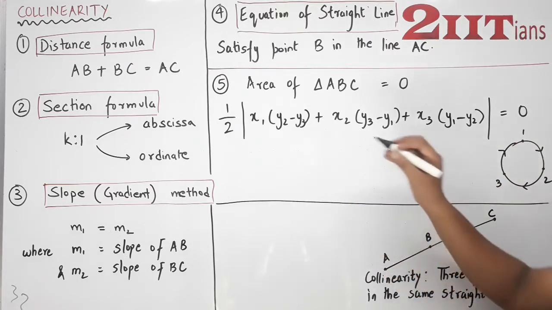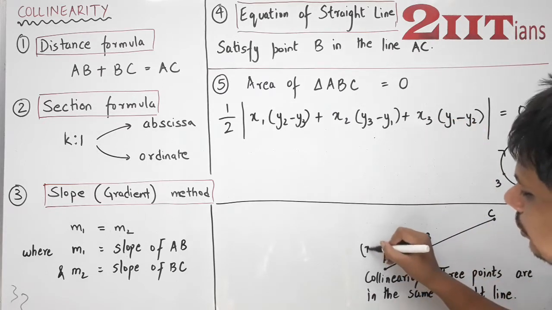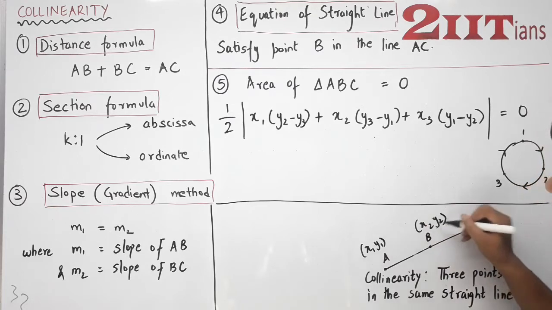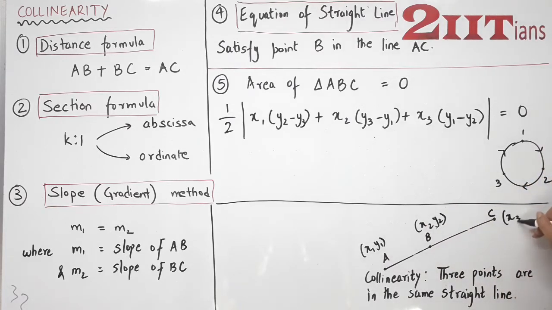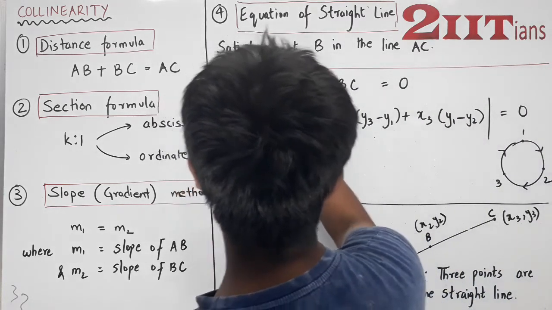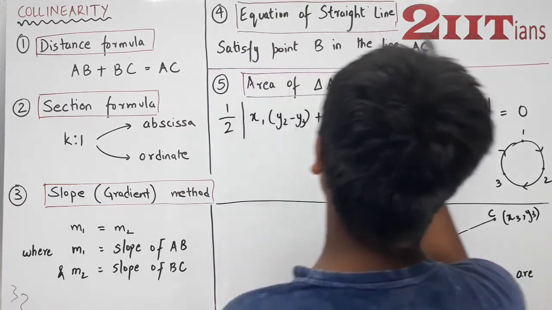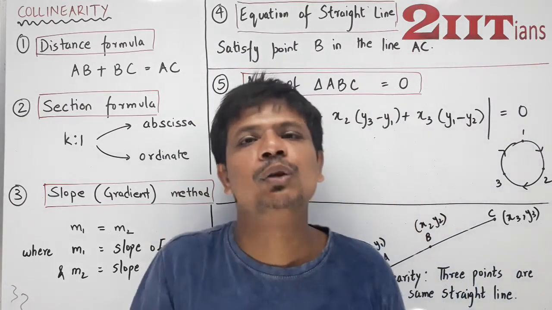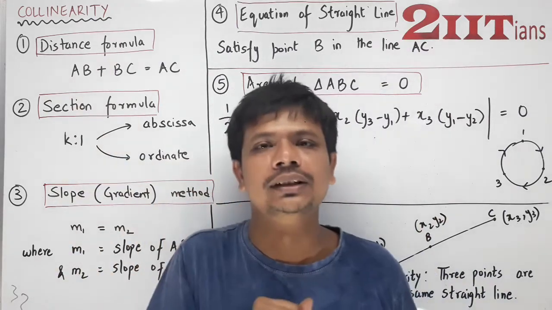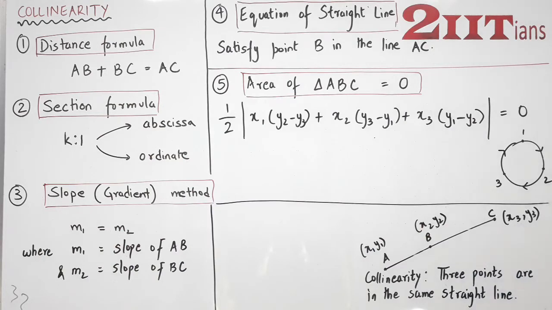And remember what x1 and x2 are: x1 y1, x2 y2, x3 y3 are the coordinates of the 3 given points A, B and C. Now we will use all these 5 techniques to prove collinearity using the same example. So we will solve the same question 5 times using these 5 methods. Okay, so hold on.